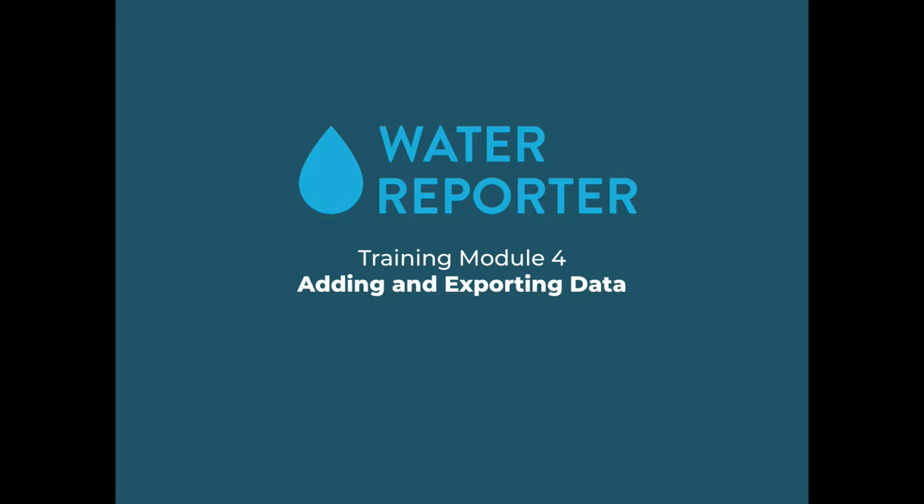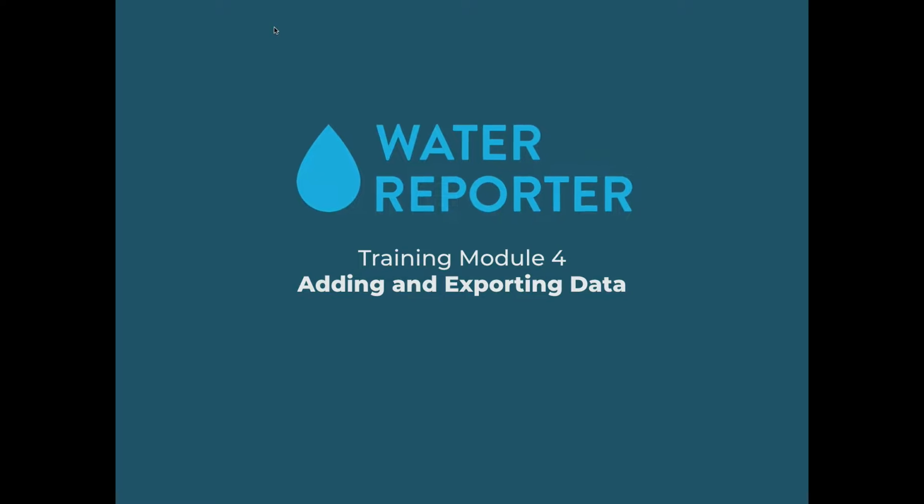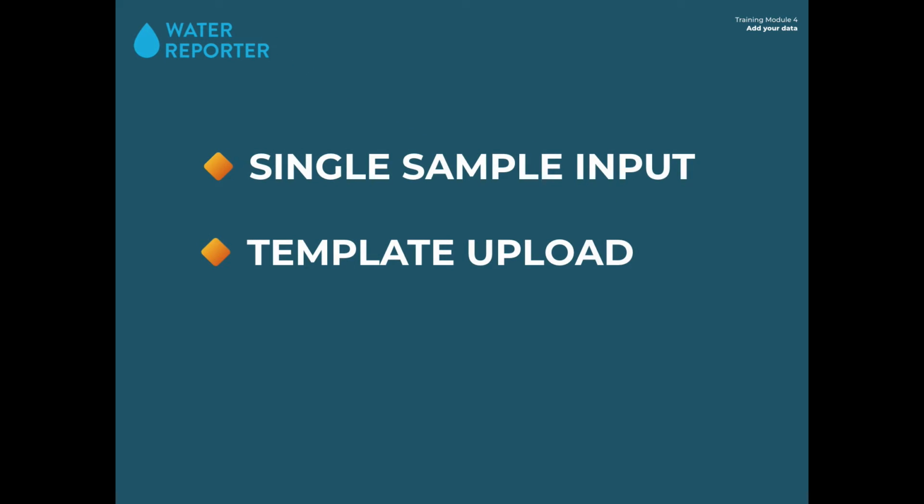In this Water Reporter training module, we will walk through how to add and export data. Water Reporter offers two options for uploading your data. The first is single sample inputs, which are entered directly into your Water Reporter data source. Alternatively, you can use a template that we provide and upload a batch of data. Let's look at what each looks like.